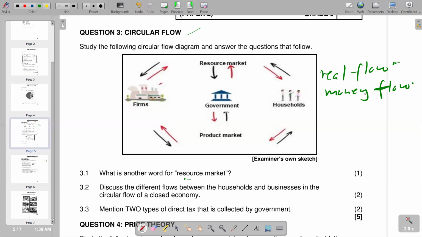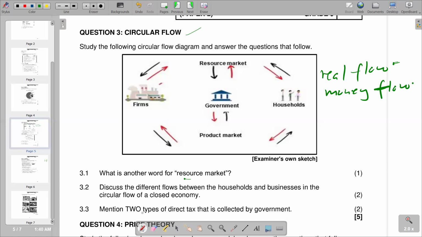Then the money flow is when the money is being paid for those goods and services. In other words, the income that the businesses get from selling those goods and services indicates the money flow. This is how we can explain it within the context of the flows between the households and businesses. Basically, that's what we have for 3.2.